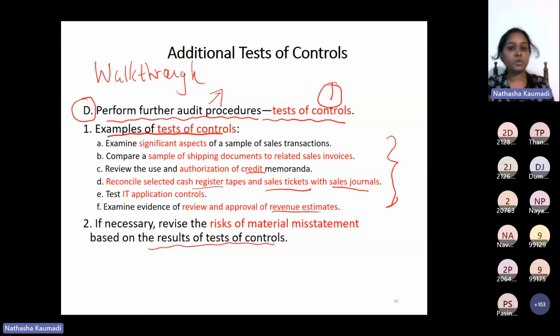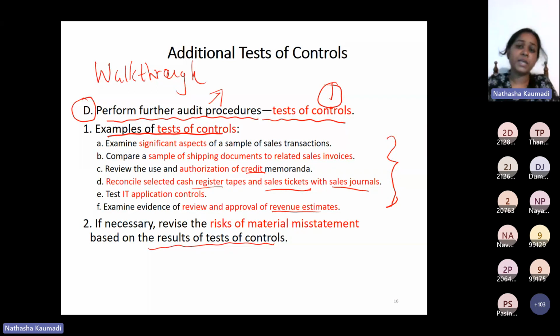After doing a walkthrough, you realize, okay, internal controls are there. If you realize after doing a walkthrough there is nothing, you can't do test of controls. That is the whole purpose of doing a walkthrough. So doing a walkthrough, you understand, okay, there are controls, we can proceed with test of controls. So having done the walkthrough, you are doing a test of controls. For all the sample transactions, you are checking the controls, testing the controls.